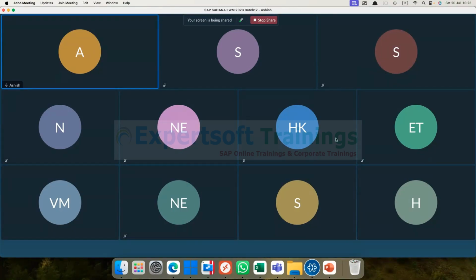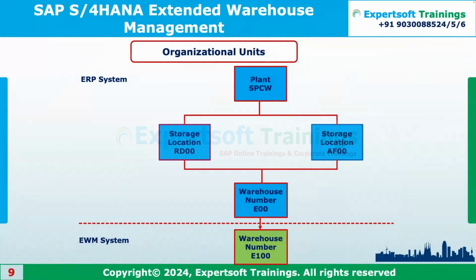Okay, no worry. So we are going to discuss the organizational structure. Whenever you go for any implementation project, each company has their own organizational structure. They will have their company code, they will have a plant, under the plant they will have a storage location, and under the storage location they are going to create your warehouse. Now what are those entities?